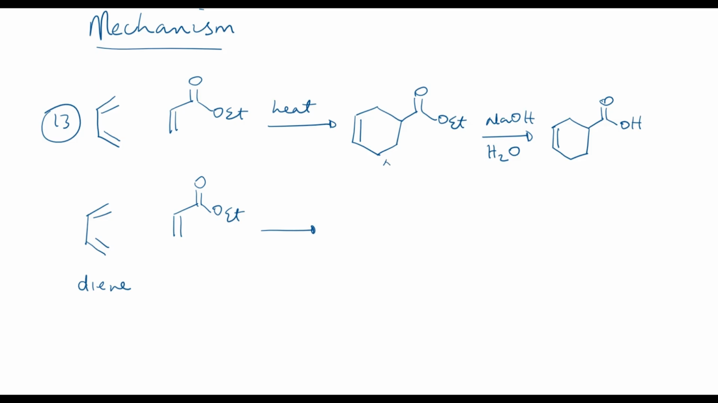But the mechanism is such that, first of all, we know that this is an electron withdrawing group. The electron withdrawing group is going to pull electrons away from this carbon, making this carbon electron deficient. So the pi bond from the diene will attack this carbon, and that's going to push the pi electron to attack this other carbon, which will push this pi electron to form a bond here. So the product is going to be a 6-membered ring.